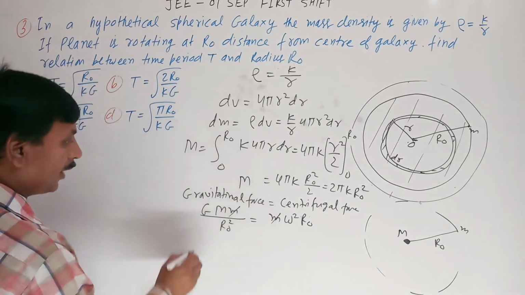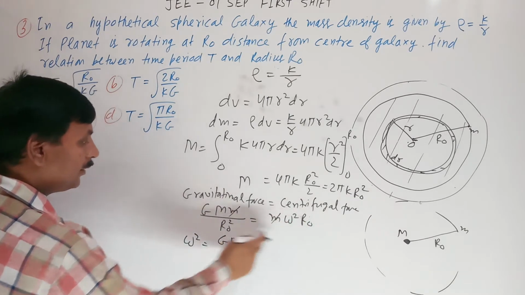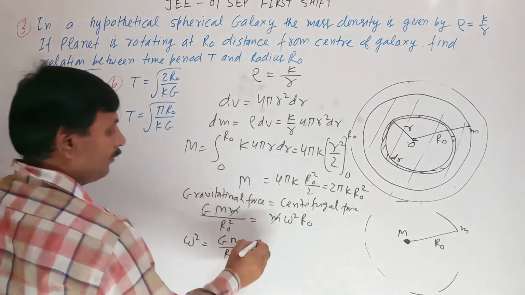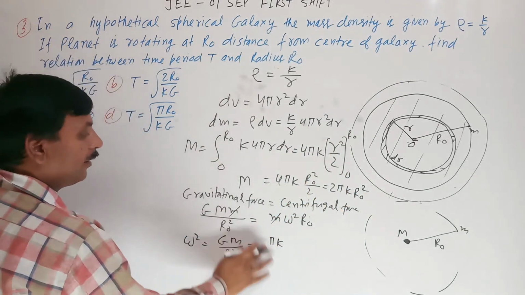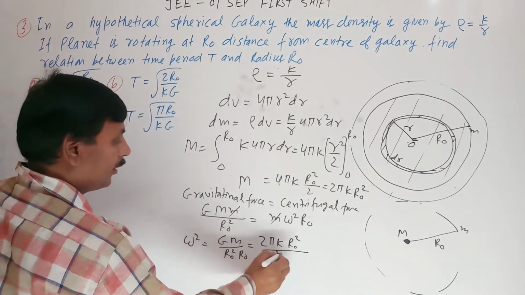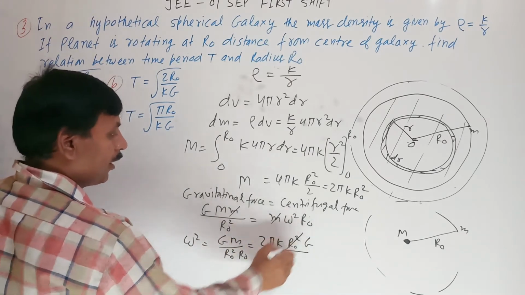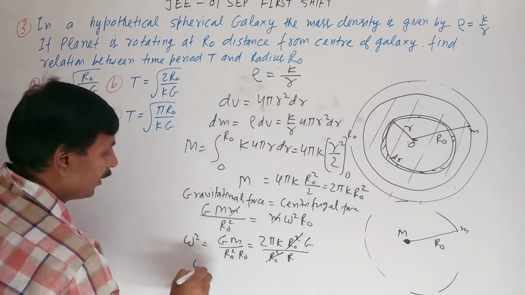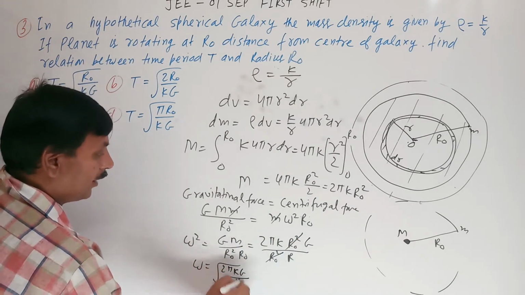So what will be omega square? Omega square is equal to G M upon r0 square into r0. M we have found, it is 2 pi k r0 square, divided by r0 square into r. G is there. So r0 square cancels. So what will be the angular velocity? Omega is equal to under root 2 pi k G upon r.